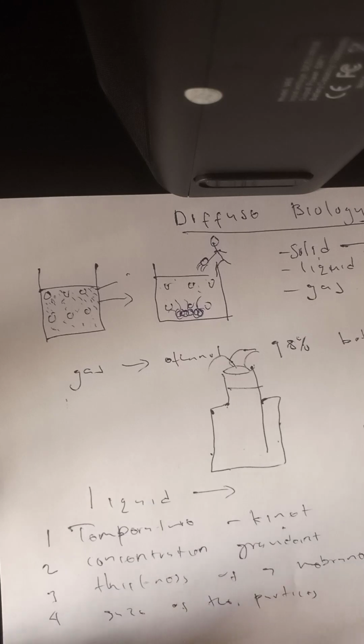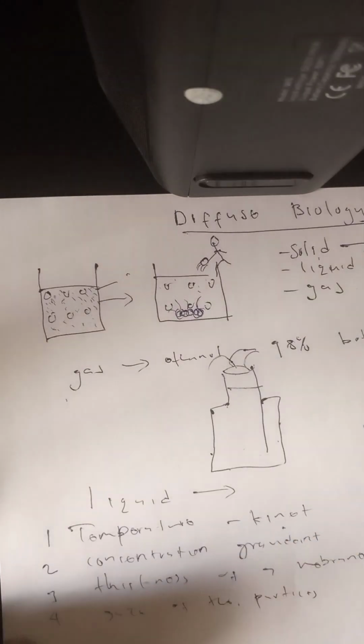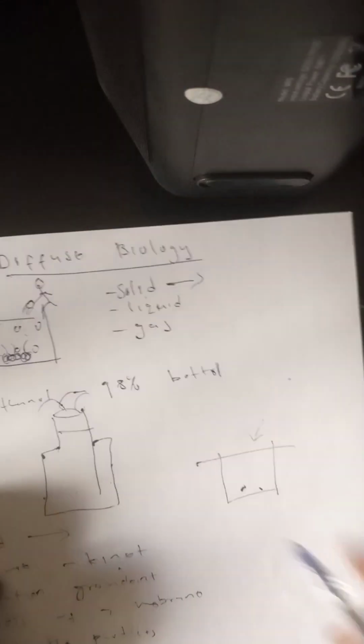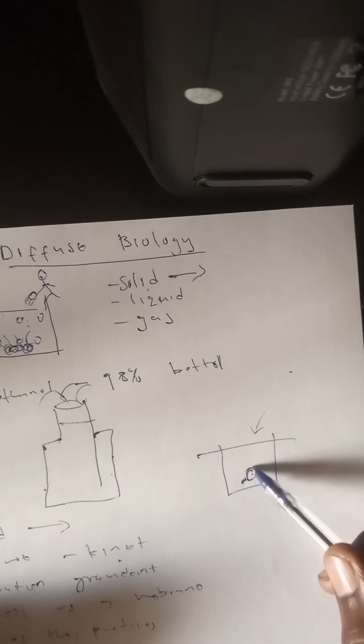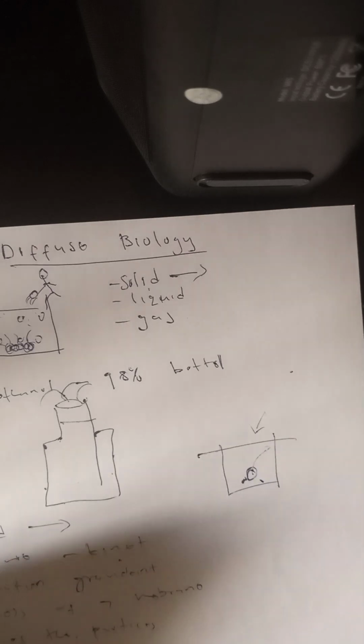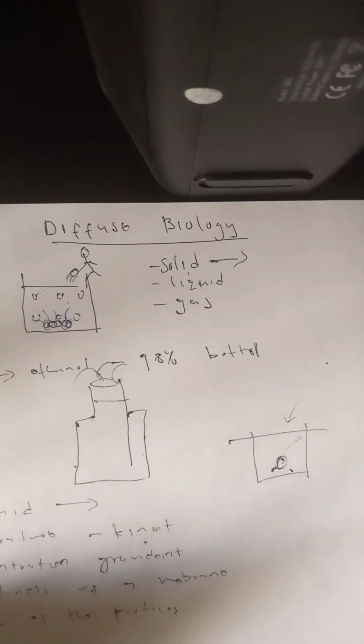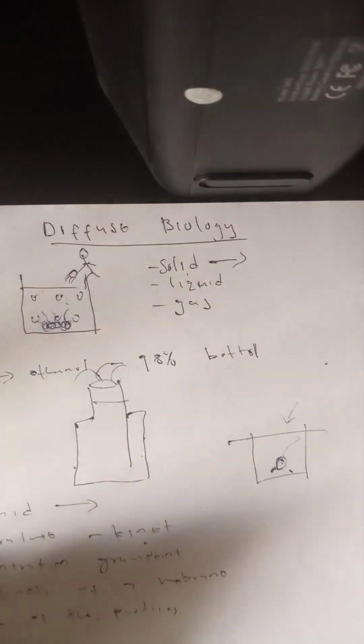Now, if you have very huge particles in a solution, for example, let's say this is a sugar molecule, then for it to move to this area will be very hard because it's heavy, and it takes time for bigger objects to move.